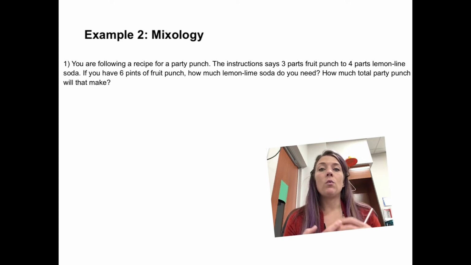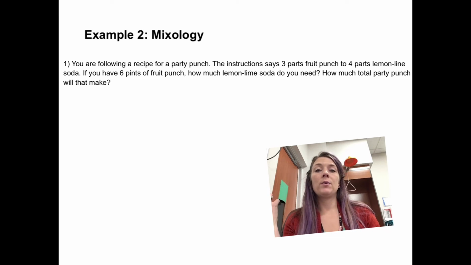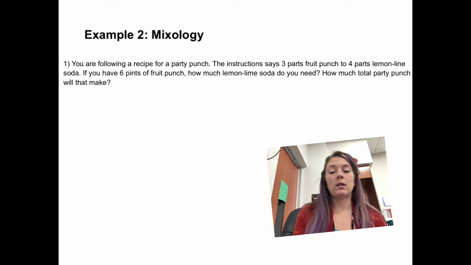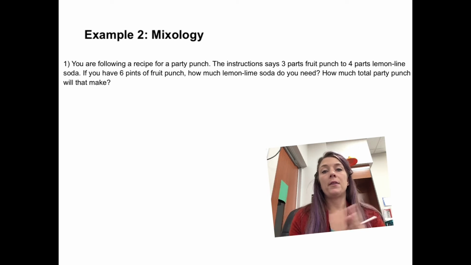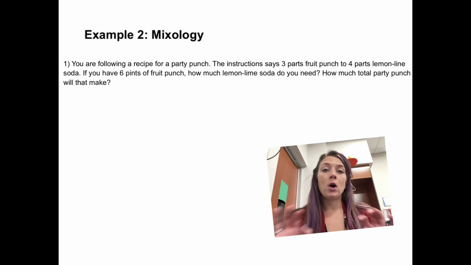It doesn't matter what the parts are, but they do have to be the same. So in other words, you can't have 3 gallons of the fruit punch to 4 cups of the lemon lime soda, because that is not the correct ratio. That's not the correct relationship between those two things in the recipe. So the parts are allowed to be whatever they want as long as they are the same.